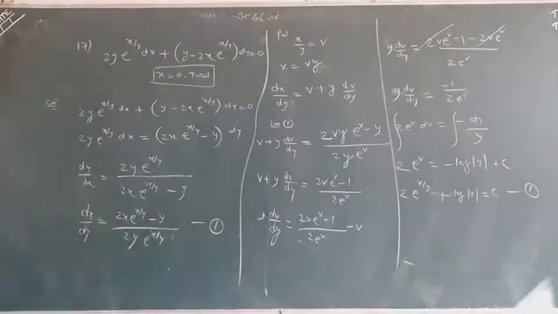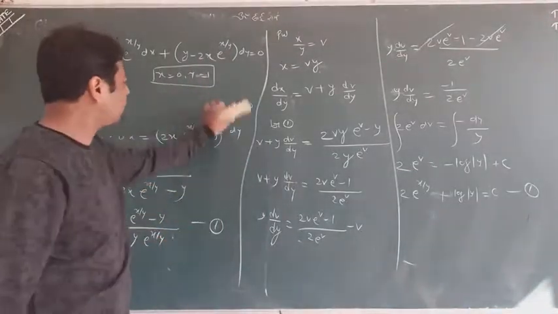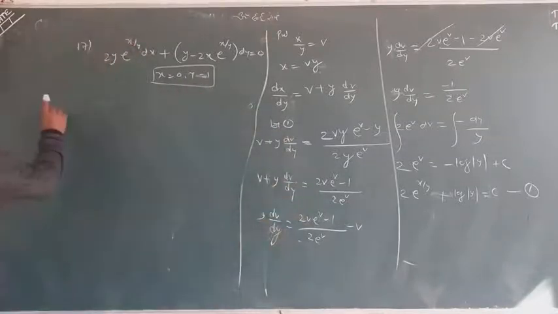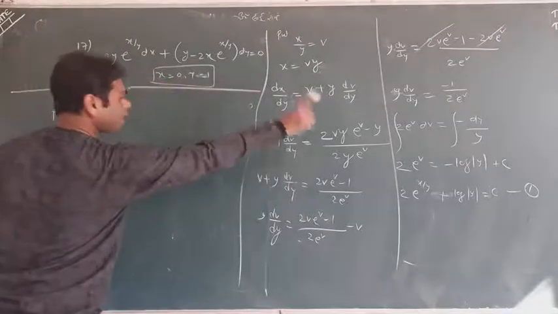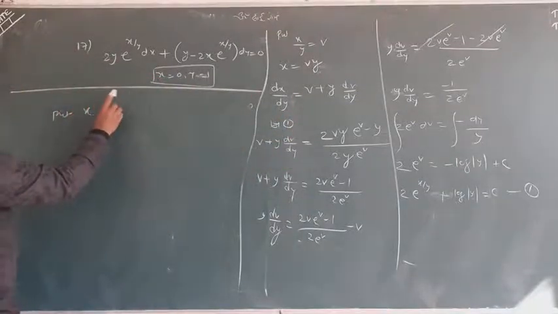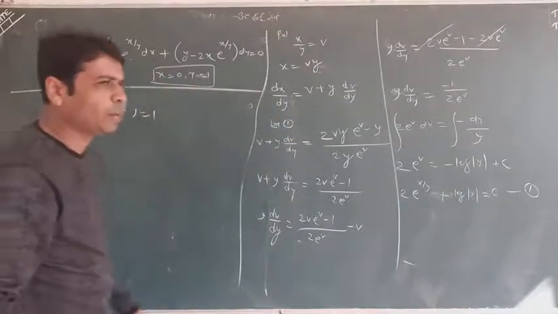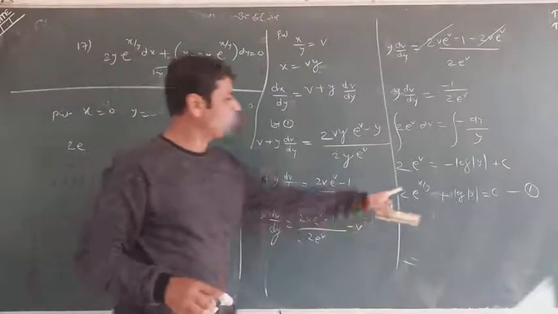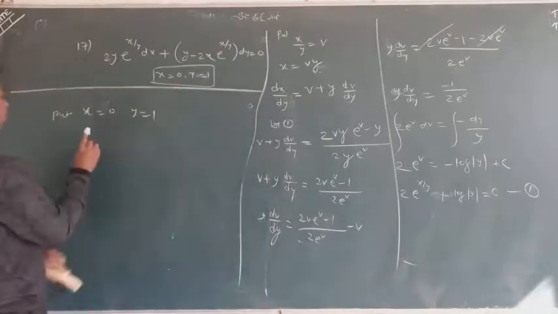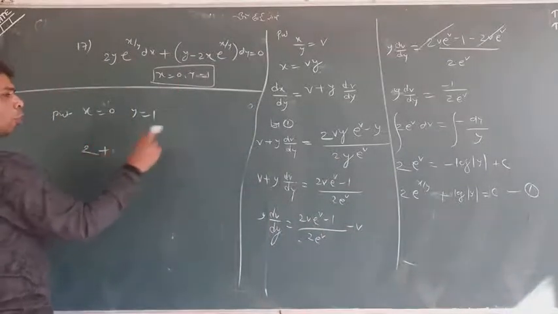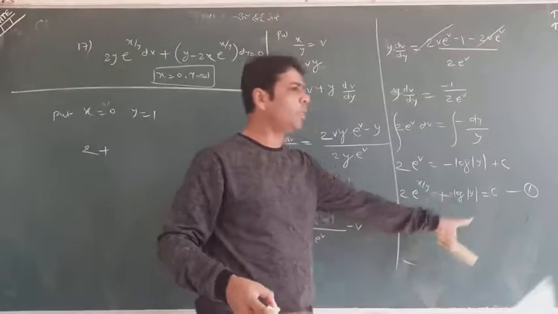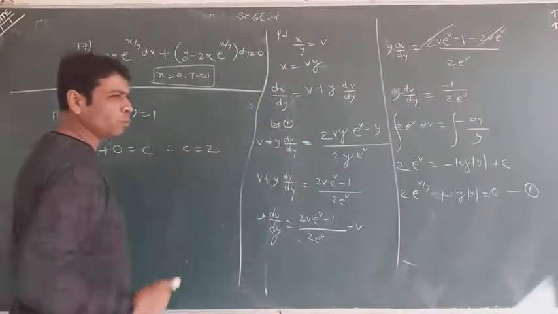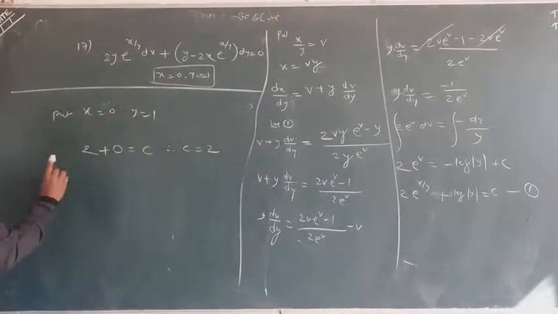But you remember that initially we were given x equal to 0 and y equal to 1. Put x equal to 0 and y equal to 1. What will we have? 2 e to the power 0 upon 1, meaning 0, meaning 2, plus log of y, meaning log 1, which is 0, equal to c. So c is equal to 2.